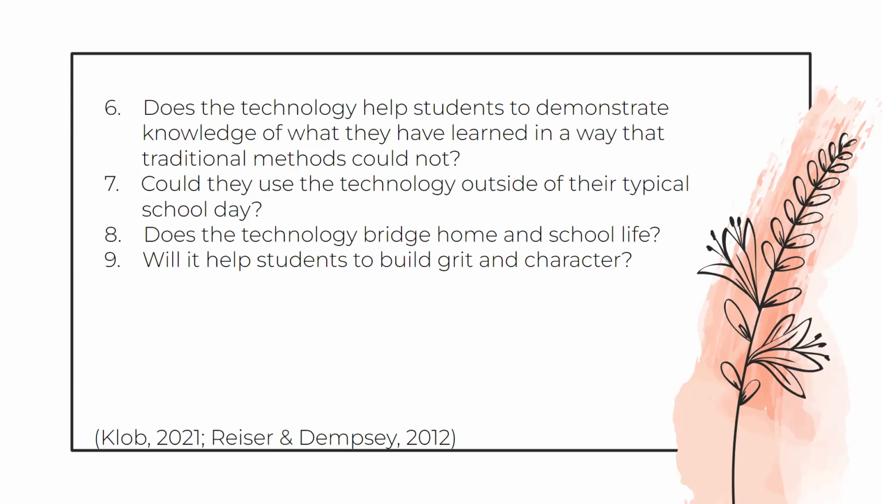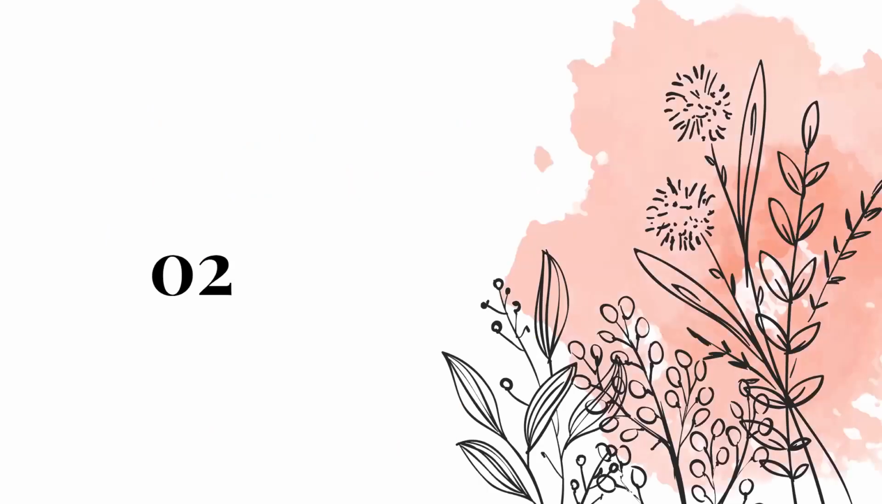This is going back to the real world aspect. We want students to build grit, determination to get through hard things. And then, of course, character, building on having that really good character that we want them to possess as they exit our school system.